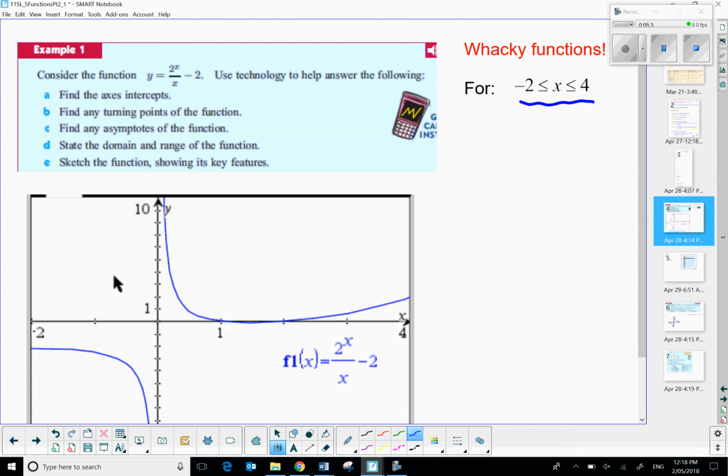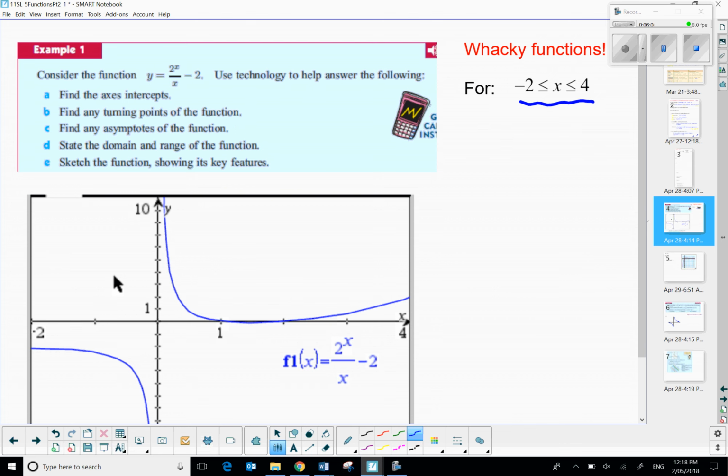So pause the video now, put this into your calculator, and you'll hopefully come up with that graph, and have a go at filling in the axes intercepts, the turning points for the function, what are the coordinates, equations for any asymptotes, domain and range, and then look at how you'd go about graphing it. So pause the video now and then come back to that.